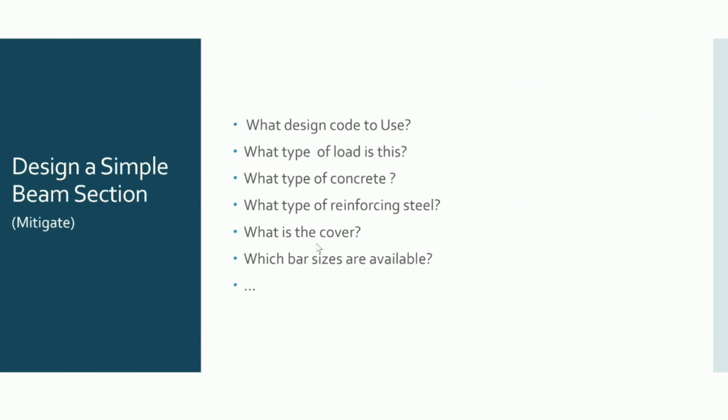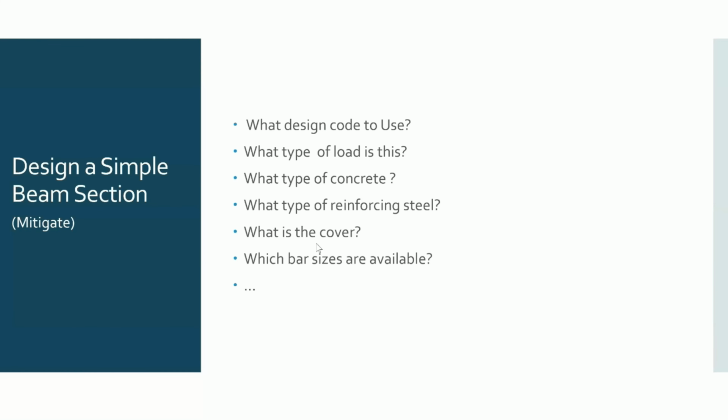Next, let's think about mitigating this bending moment or deflection that is too much. We are supposed to make sure that we control it. So we have to design the section to ensure that this bending moment will not cause undue response. Before we can do that, we have a lot more questions to ask and answer. What kind of design code do we want to use? What type of load is it? Dead load, live load, moving load? What type of concrete is it? What is the strength? What is the characteristic of the concrete? What type of reinforcing steel are you using? What is the cover? What bar sizes are available?